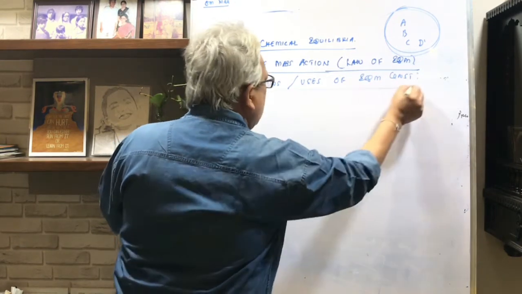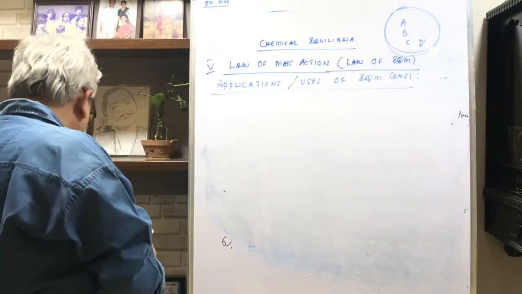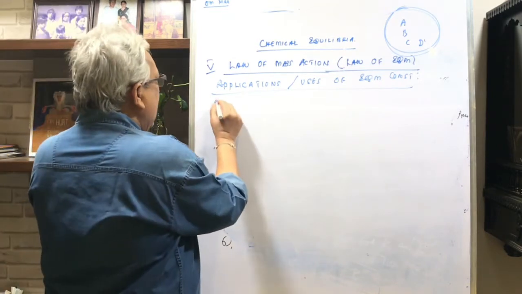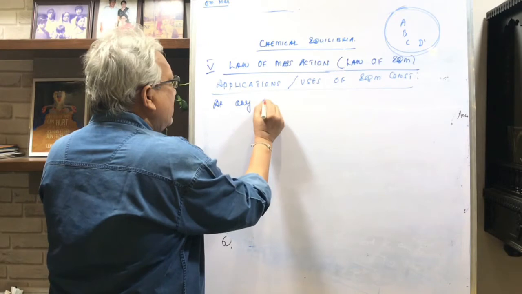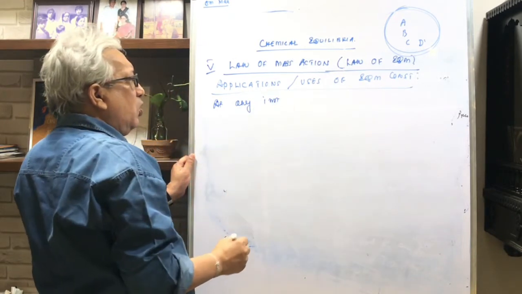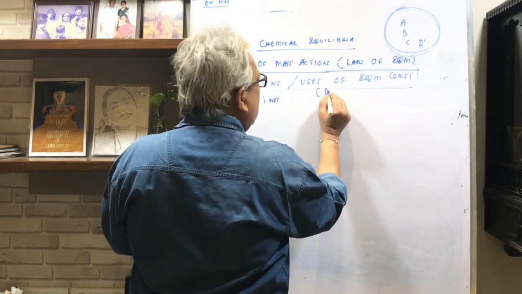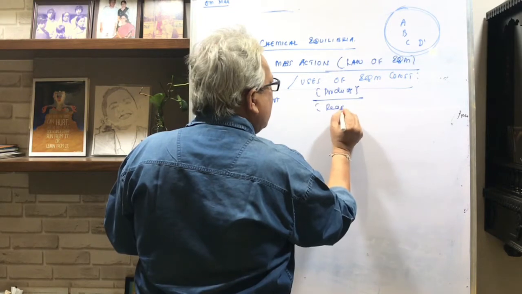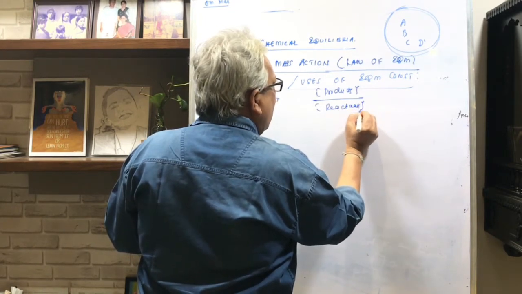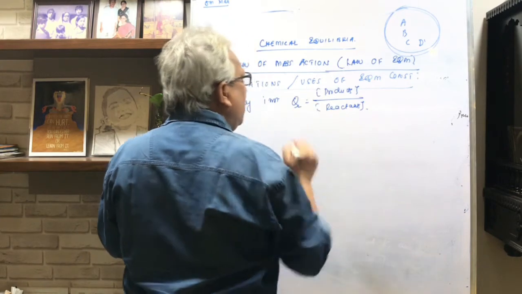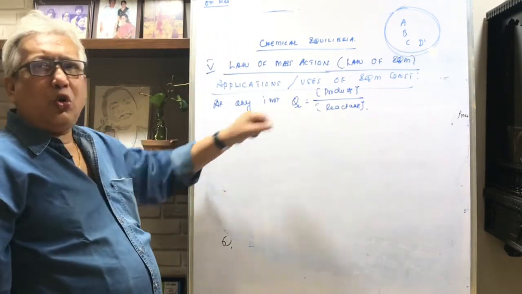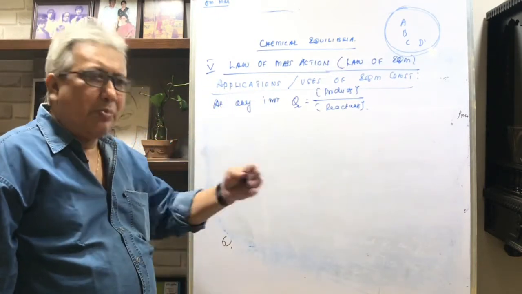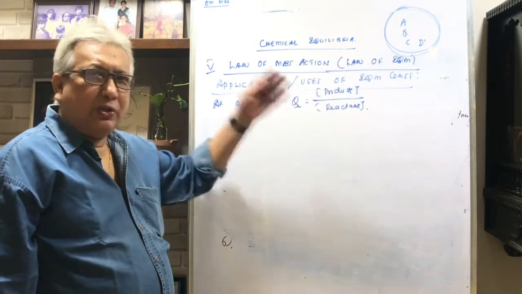Before I get into this discussion, I must remind you what I told you already, that at any given instant, the concentration of products upon concentration of reactants is denoted as QC, and this is the reaction quotient. Its value will not be constant. It can be more, it can be less. It depends upon at what stage of the reaction you have found this value.